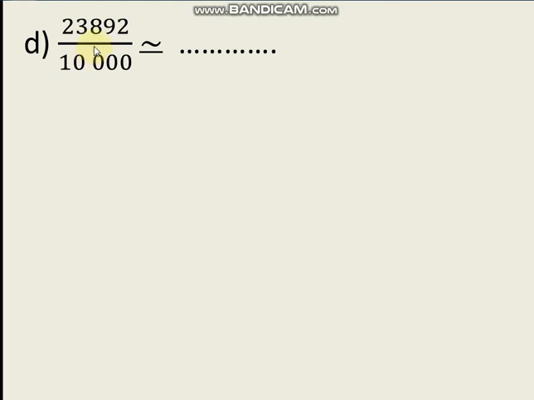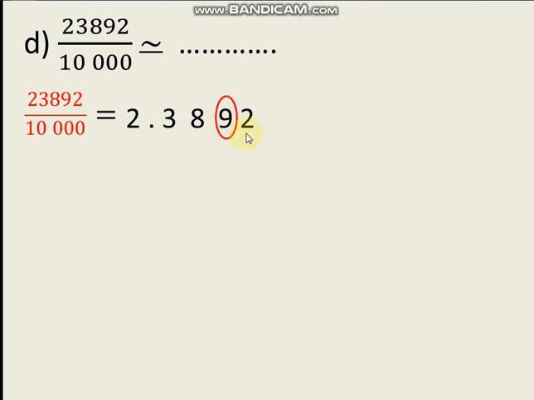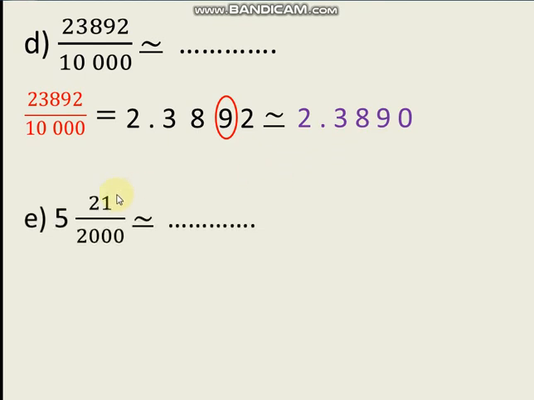Letter D. 23,892 over 10,000. We want to convert this fraction into decimal. So we'll put a point after 3 digits from the right. We'll put a point between 2 and 3. Approximate to the nearest thousandth. Put a circle around the thousandth. The thousandth here is digit 9. Look at the right. 2 is less than 5, so replace it by 0 and keep the other digits as they are. The result will be 2.3890.